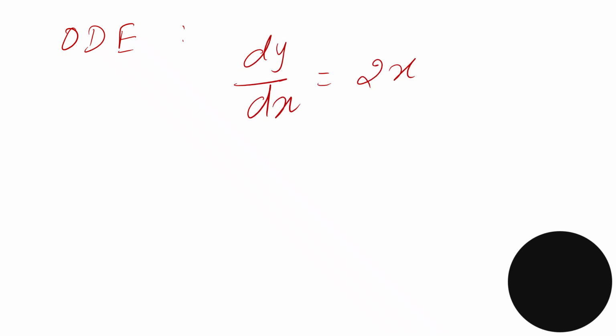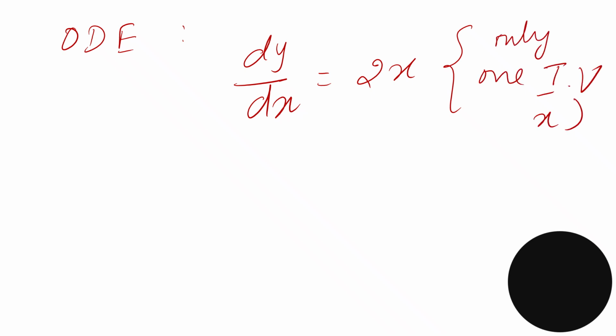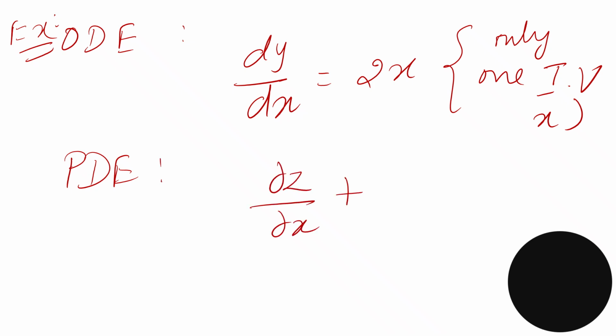So ODE, some simple explanation. ODE: dy by dx equal to 2x. Here only one independent variable, x, is there. In PDE, these are the examples to understand simple ODE and PDE concepts. In PDE, if I am writing dou z by dou x plus dou z by dou y equal to 0.